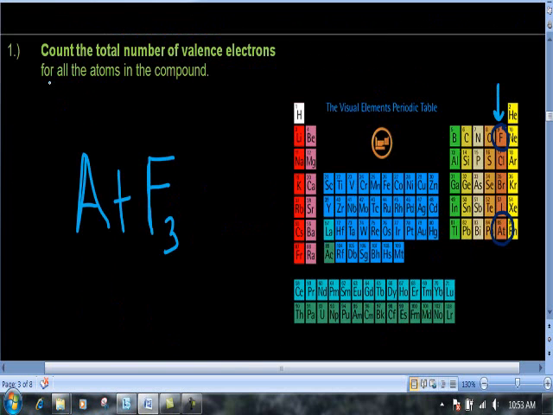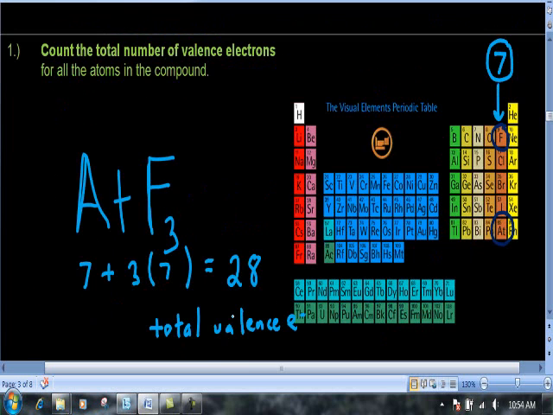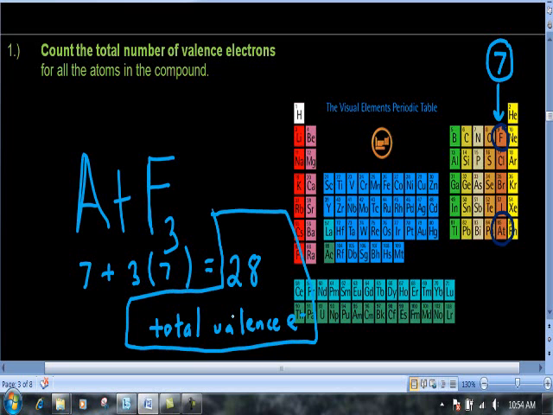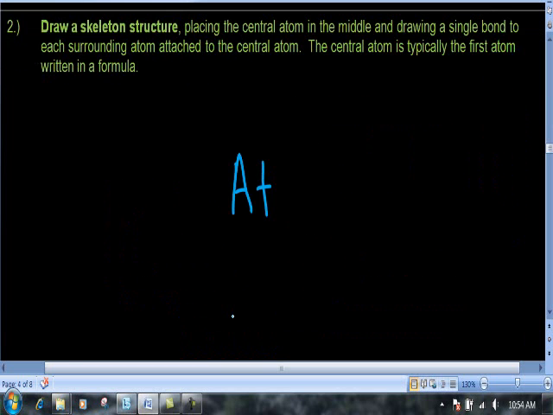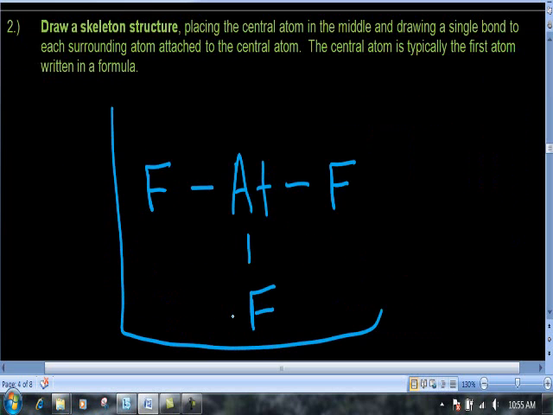Let's do one more example structure, astatine trifluoride. Our first step, we see that both fluorine and astatine are in column 7, indicating these have 7 valence electrons for each atom. Adding up our total electrons for astatine trifluoride, we find that we have 28 total valence electrons for this molecule. Our next step is to draw our skeleton structure, placing astatine, the first atom in our formula, at the center. This would be our skeleton structure for astatine trifluoride.